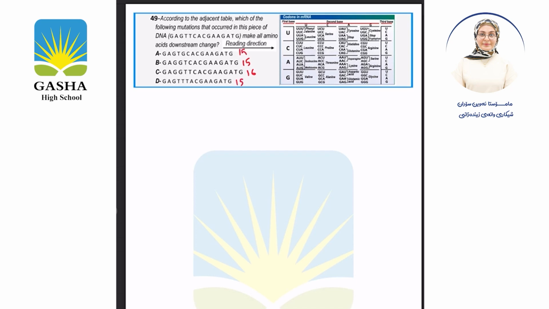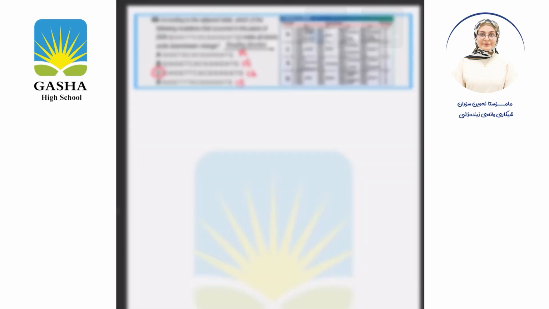So only one of them has an addition. If you notice, after the addition, one G more was added, and this addition changed all the amino acid production after that. So the one that changed most is C. So the answer for question 49 is C.